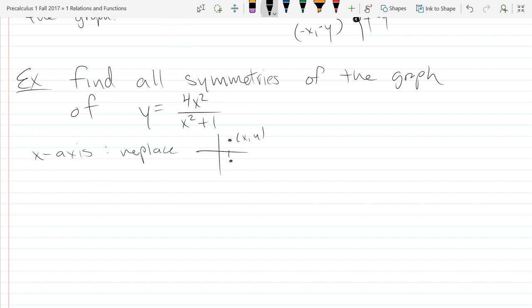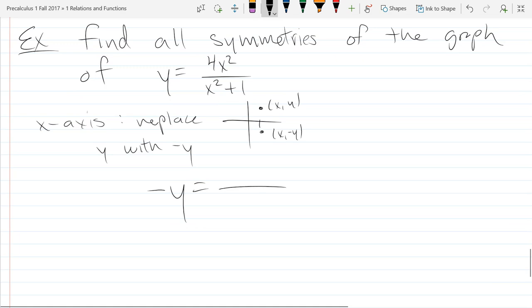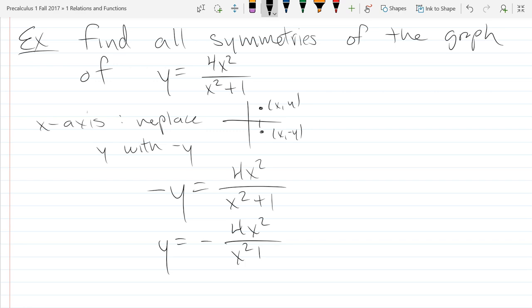So here we'd have x, y, and this one down here, x, negative y. So we're going to replace y with negative y. So we have negative y equals 4x squared over x squared plus 1. Now, there wasn't really much to do here. There's only one place y appeared. If you want, you can multiply both sides by negative 1, so you can move that negative over to the right side. Now, is that the same equation as what we started with at the top of the board? No. Basically, one side became negative, not both sides. So this is not the same equation as the one we started with. So we do not get x-axis symmetry.